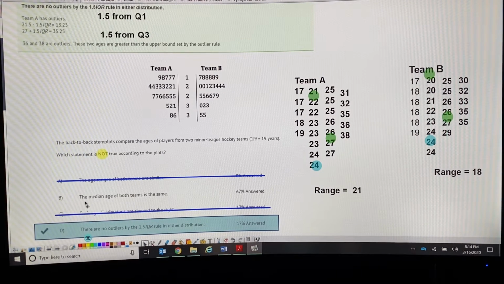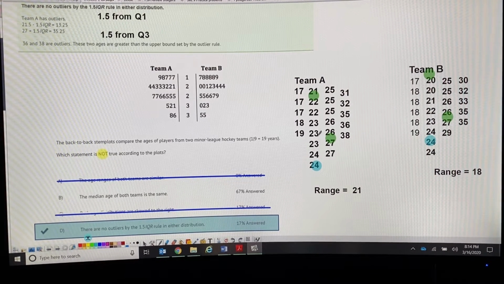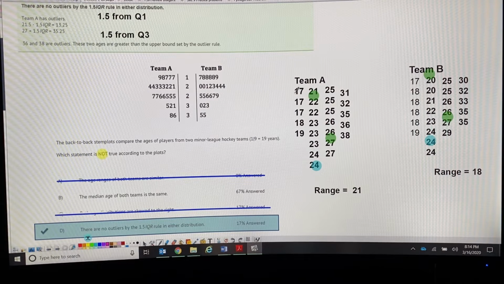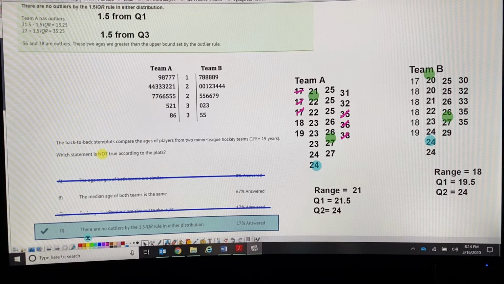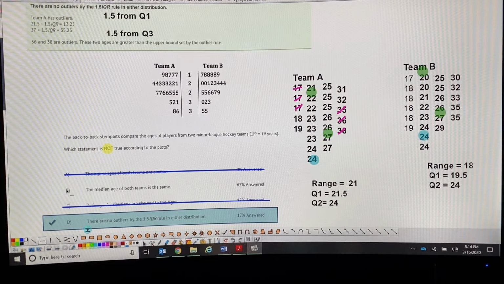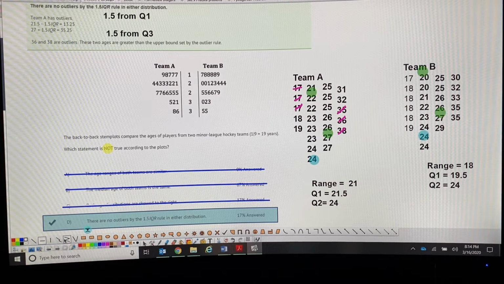The next option was the median age. In order to calculate the median, you could have done one of two things. You could have listed them from left to right, or you could cross out, moving down until you hit the middle term. The median would be quartile 2, and that is 24 and 24. Therefore, that option as well is true, leaving only option D.